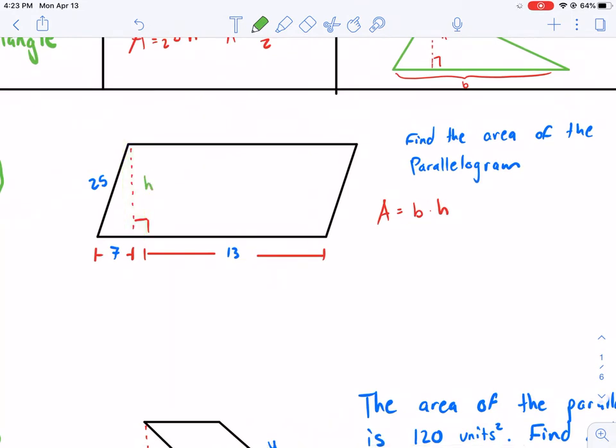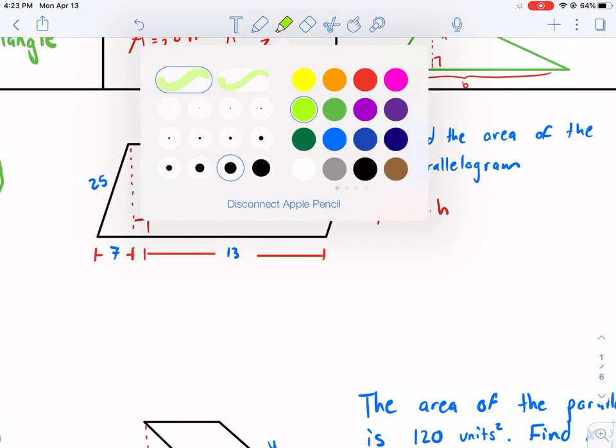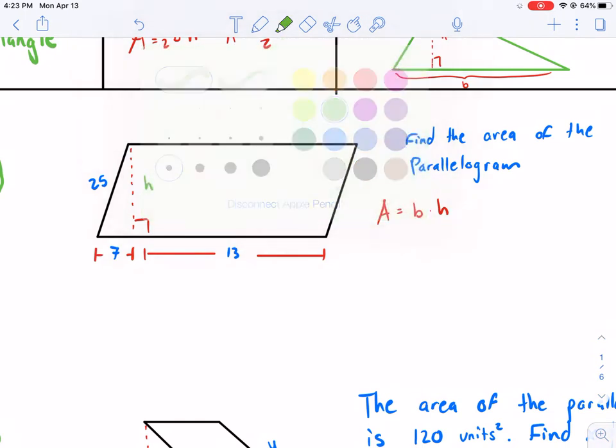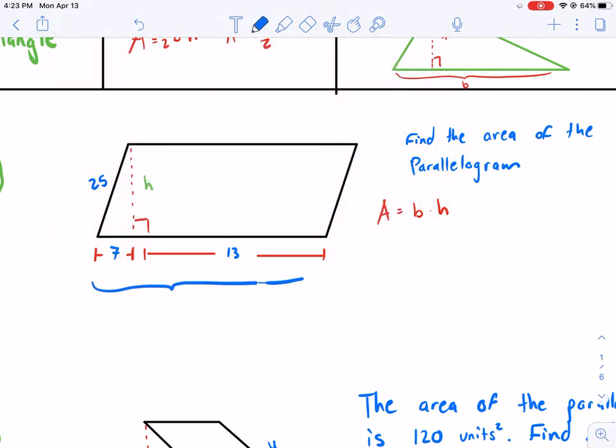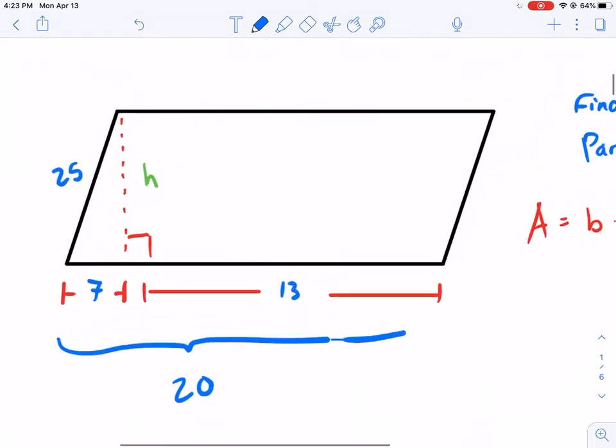Okay, so this is going to be our height. I'm going to change this a little bit so it's a little bit neater. Now we can easily find our base. We're given two segments, so we can put them together to find our base, which is 20. 13 plus 7 is 20. Now we need to figure out our height.